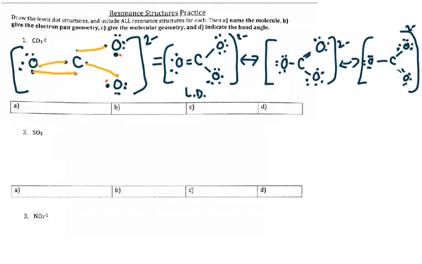For A, it asks me to name the molecule. So that's a polyatomic ion, and we name it as the polyatomic ion, carbonate. B asks for the electron pair geometry. In order to get the electron pair geometry, I need to count how many things are on my central atom. So here's 1 double bond, here's a single bond, and here is another single bond. So I have 3 bonds and no lone pairs on my central atom.